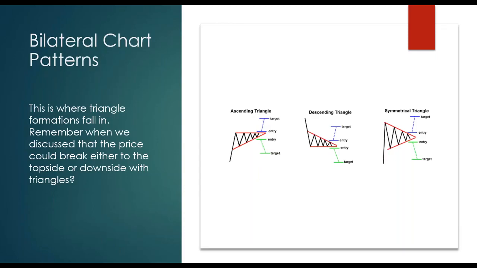So the most popular, my most favorite, are triangles. Triangles appear often. What happens is there are many different types of triangles. We have ascending, descending, symmetrical, but it's really the story of the traders getting pushed into this apex of the support and resistance line on angles.